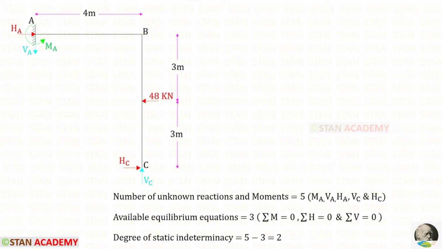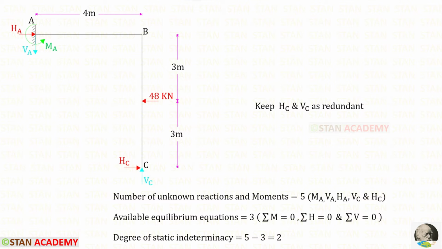Now let us find the degree of static indeterminacy. In the point A, there is a fixed support. In the fixed support, there will be horizontal reaction, vertical reaction, and moment. In the point C, there is a hinged support. In the hinged support, there will be horizontal reaction and vertical reaction. So the number of unknown reactions and moments are 5. The available equilibrium equations are 3. The degree of static indeterminacy will be 5 minus 3, so it will be 2.